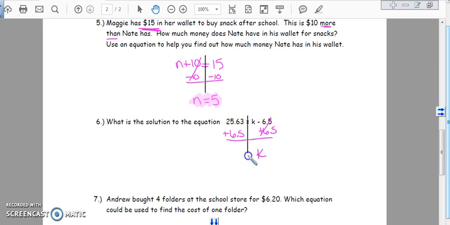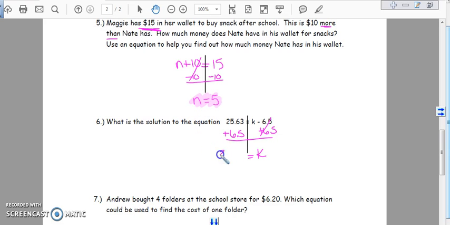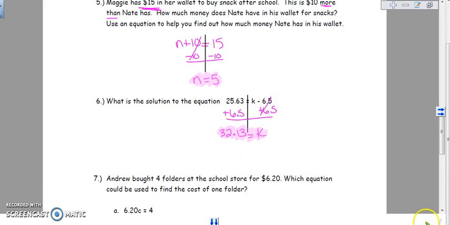Cross that off. K equals 25.63 plus 6.5 gives me 32.13. So that should be my answer for this problem. Okay, let's move on to number 7.